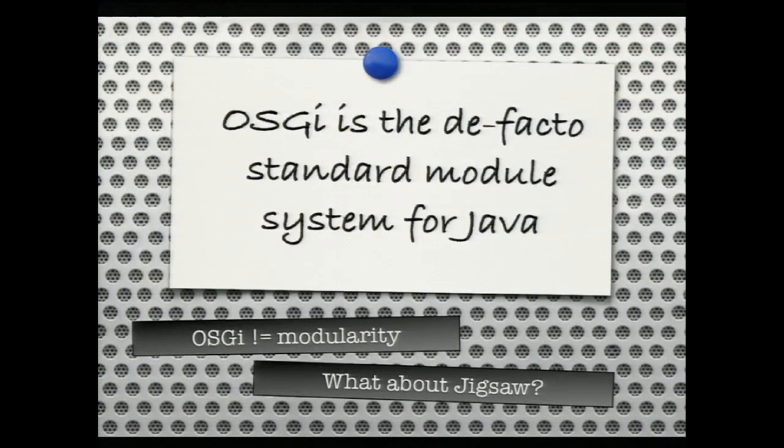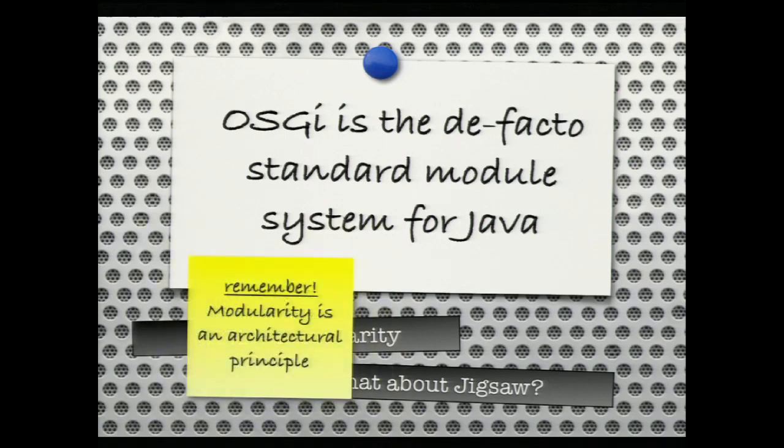So once again, OSGi is what we think is the de facto standard module system for Java. And OSGi is not the same as modularity. I just want to stress that point. So we are not strong OSGi evangelists in the way that we say, just do OSGi and everything will be all right. Right? So I want to turn it around and say modularity is your key focus. It's an architectural principle. And then OSGi is an excellent way of doing so.